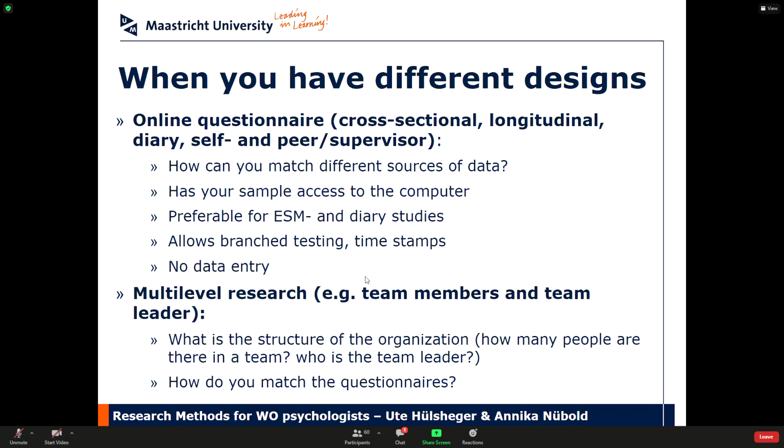And of course, a huge advantage, you don't have to enter any data by hand. So in the past, we had paper and pencil diary booklets, and it's an enormous amount of work to enter this by hand into SPSS. But it's doable.